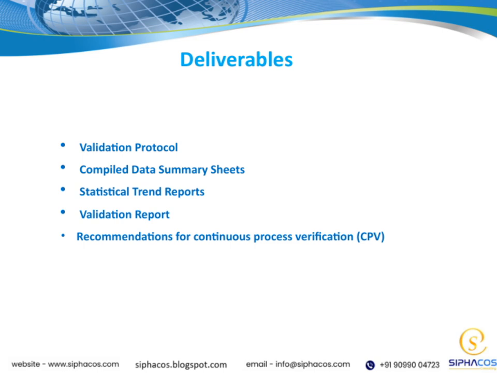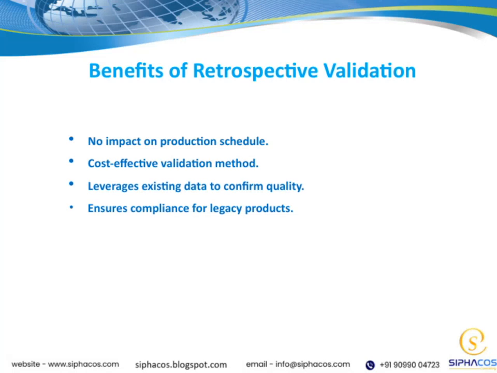Importantly, we also include recommendations for continuous process verification, or CPV, which is about maintaining ongoing oversight to ensure the process remains in control after validation is complete. These deliverables collectively support the overall goal of ensuring product quality and process robustness. They form the backbone of our validation strategy, tying everything together and providing clear documentation for regulatory compliance and continuous improvement. One of the key advantages of retrospective validation is that it has no impact on the production schedule.